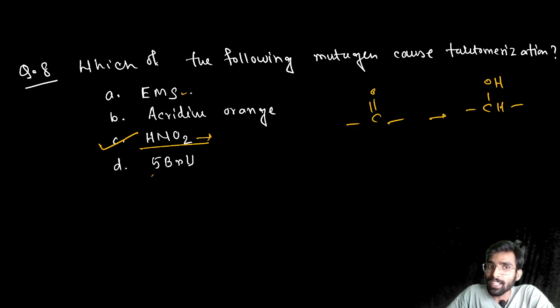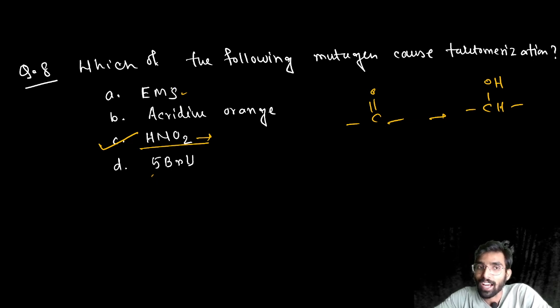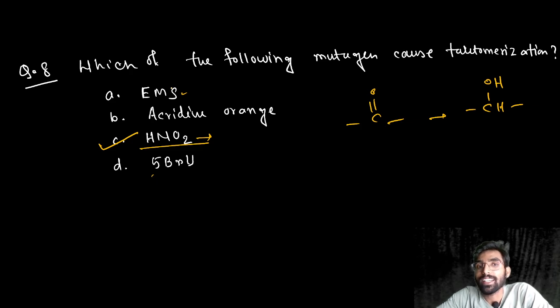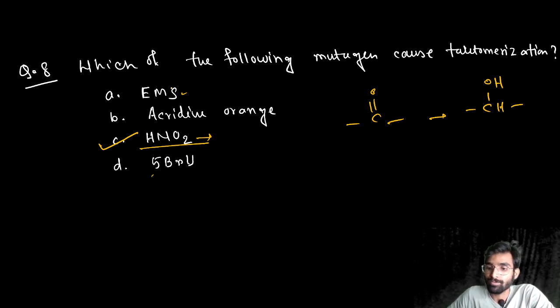Ethyl methyl sulfonate is responsible for methylation. Acridine orange is an intercalating agent. Bromouracil is the base analog.